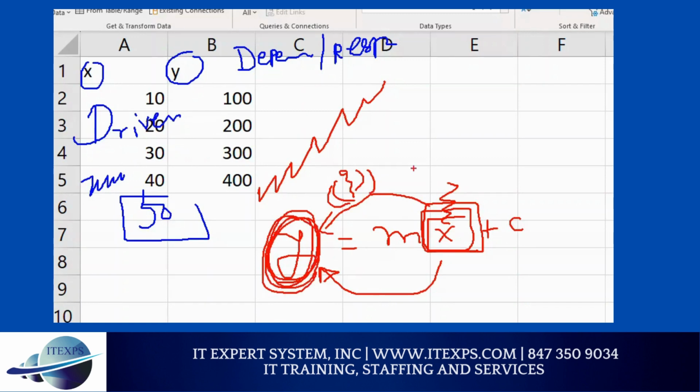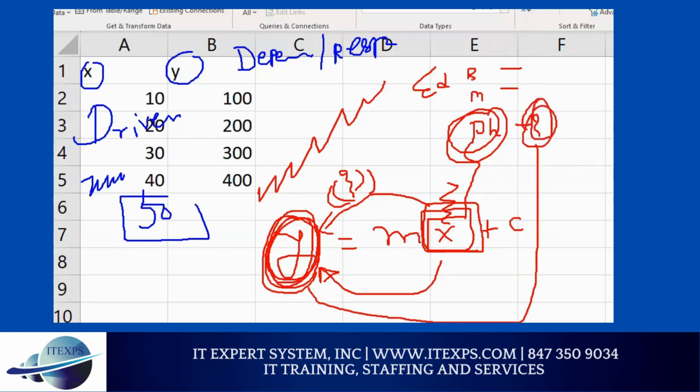For example, if I know a person's education, right? Bachelor's, master's, and I have his salary. But then I say PhD, what would be his salary? So I know these things. So that's my X factor. And I want to find out his salary. So that's my Y factor. So Y is the response or dependent. X is the driver. Driver means it's what changes.